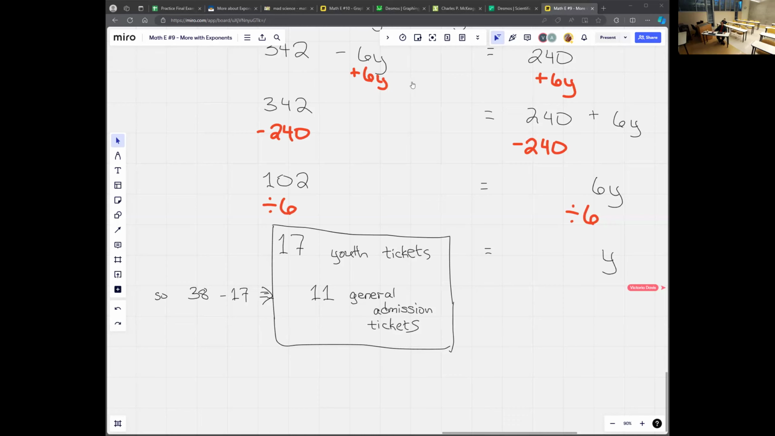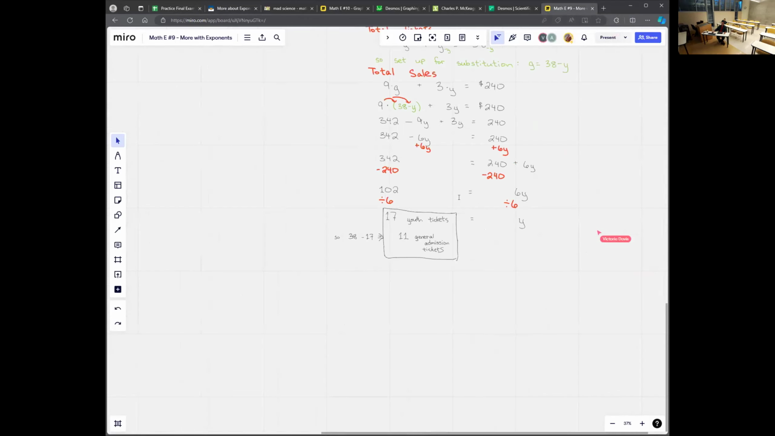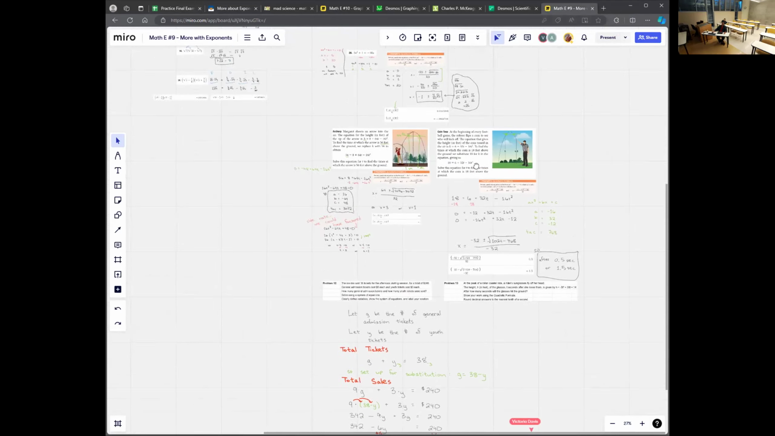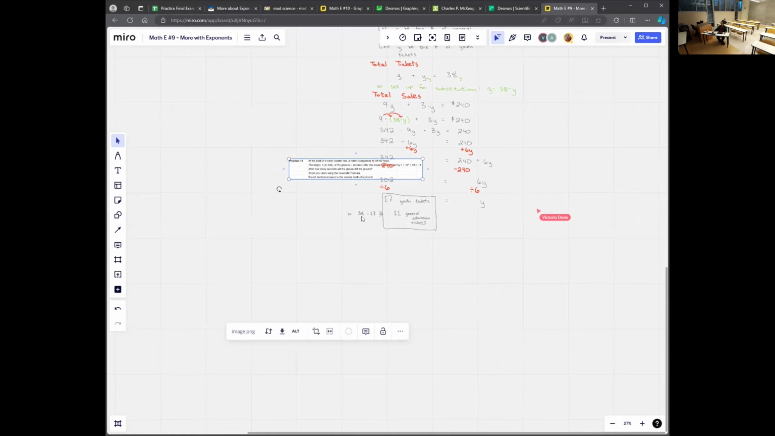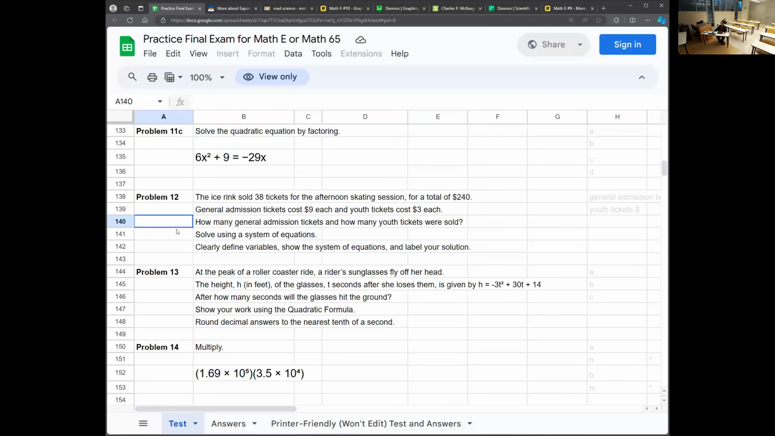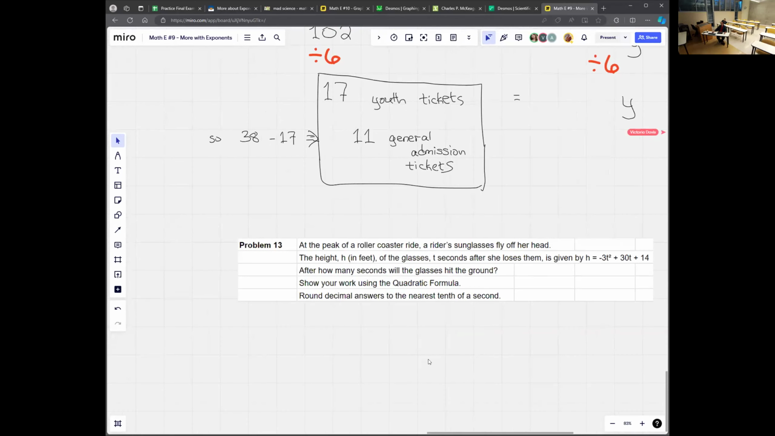Okay, so we did a little bit of talking to start with in the more about exponents Jamboard. The same Jamboard where we had pictures of archery and a coin flip at the end of Tuesday, we're putting 2 more example problems. These are nice example problems to do because we stole them right from our practice final about an ice rink and a roller coaster ride. So we're at the bottom of last class's Jamboard doing more word problems.